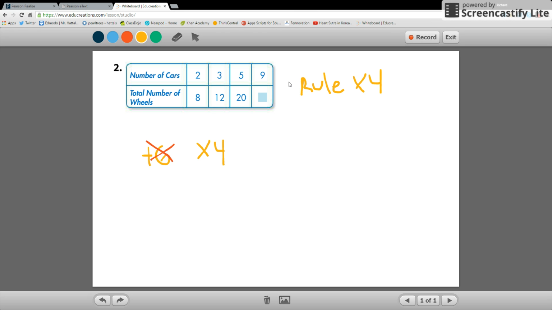All right, so now we look at this missing number right here, and we say 9 times 4 is 36. So 36 would be the number that is missing. Hope this helps.